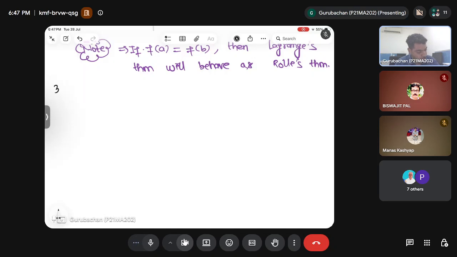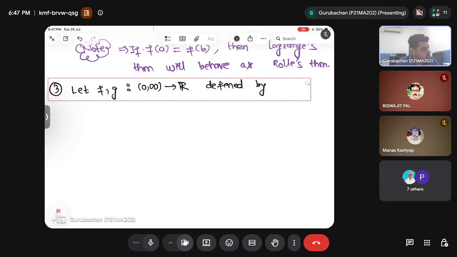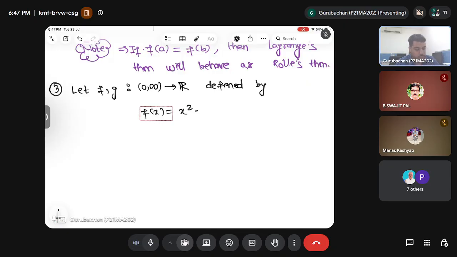So question number 3, let f and g be two functions from 0 to infinity to the real numbers, and these are defined by f of x is equal to x square minus x sin x, and g of x is equal to cos of x.